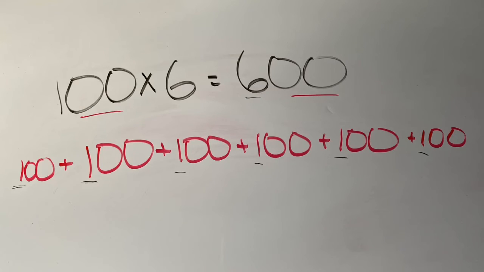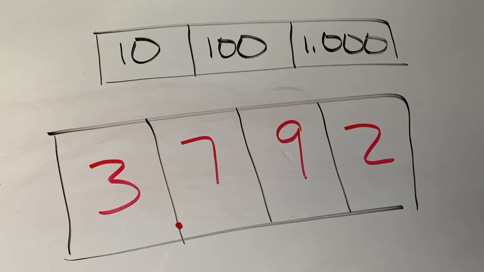When multiplying by 10, you shouldn't think about it as just adding zeros to the end of the number being multiplied. Instead, you should think about it as changing place values. Let's take decimals as an example. Here we have 3 and 792 thousandths.